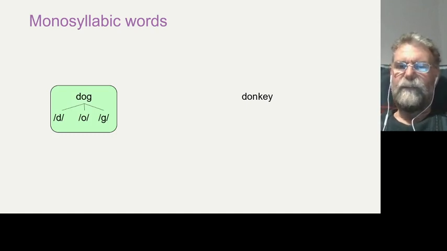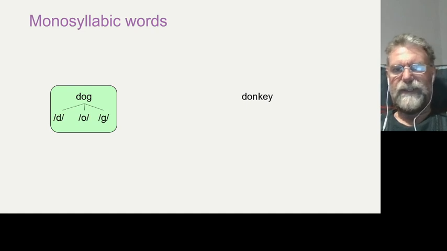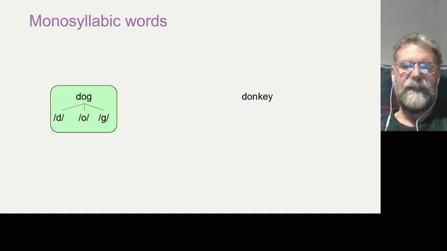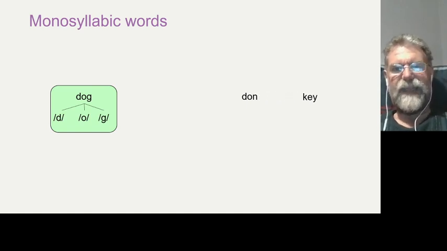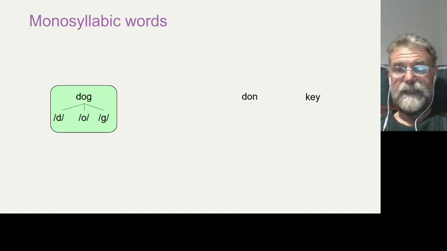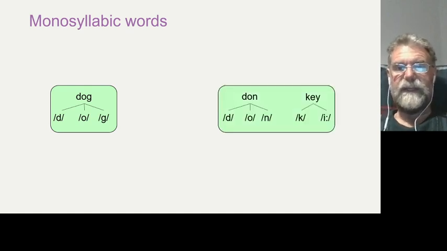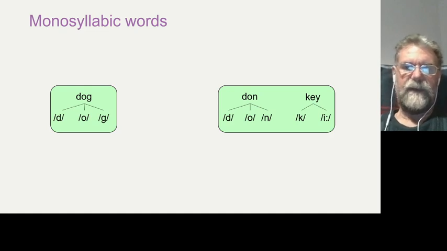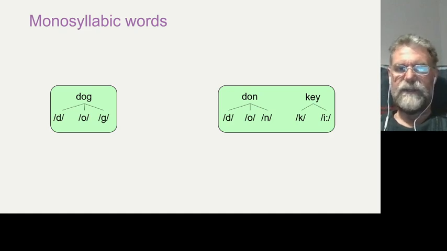But then there are words which have more than one syllable. The word donkey, I'm sure everybody intuitively can feel has two parts to it. There's the don part and the key part. Don is a syllable. It has three phonemes in it, just like dog had. I think this is d, o, n. And then key has two phonemes, k and e. Now, for this class, we're going to be just concentrating on the kinds of words which have single syllables in them. These are called monosyllabic words.